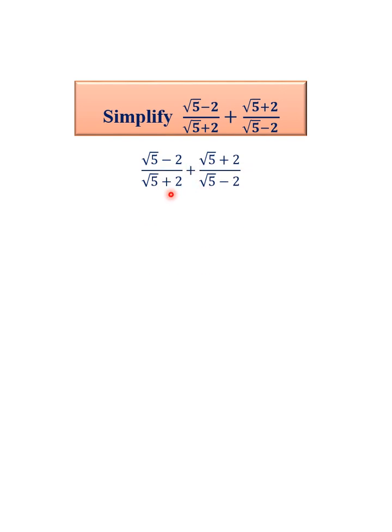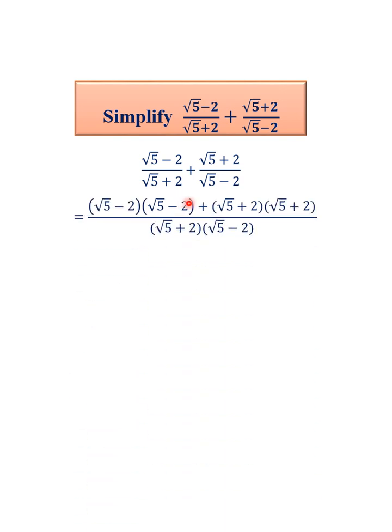The first thing we want to do is to find the LCM. The LCM in this case is simply the product of the denominators because there is nothing in common. So we can take the LCM as root 5 plus 2 times root 5 minus 2, and that is what we have at the denominator here.